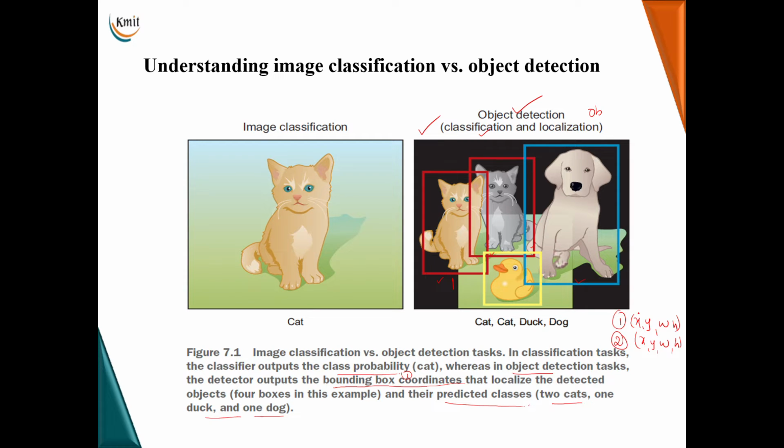Now what is this x, y, w and h? For example, this is your bounding box. The values x and y are the top left values, and the width and height of this bounding box are represented by w and h, which is called the bottom right points of the given bounding box. Hope you have understood the difference.